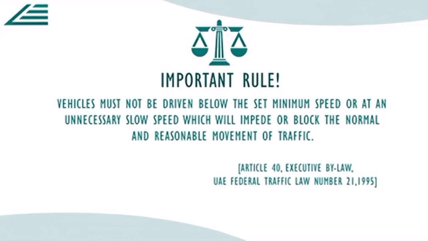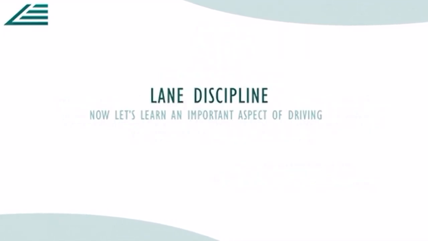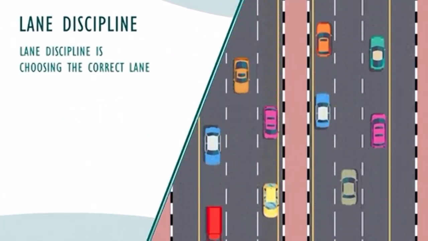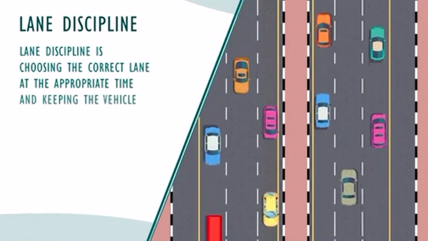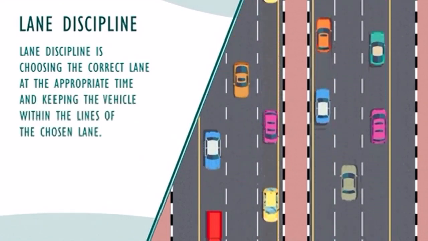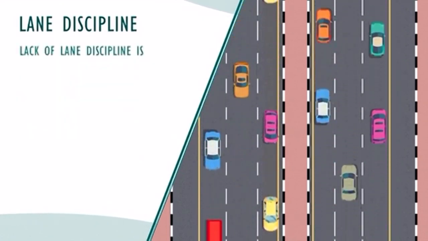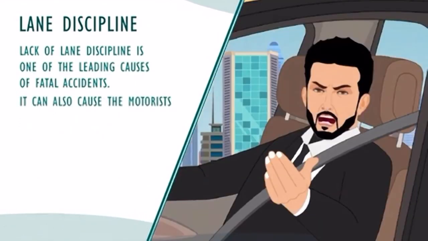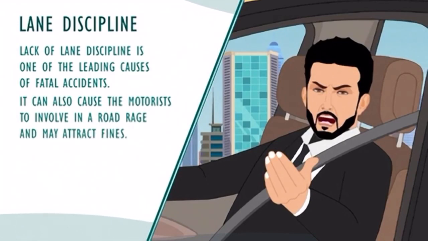Now let's learn an important aspect of driving, that is lane discipline. Lane discipline is choosing the correct lane at the appropriate time and keeping the vehicle within the lines of the chosen lane. Lack of lane discipline is one of the leading causes of fatal accidents. It can also cause motorists to get involved in road rage and may attract fines.